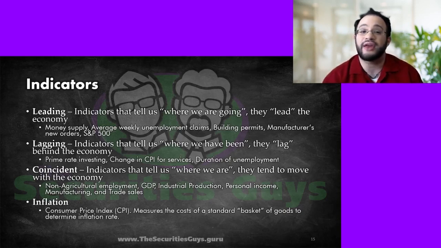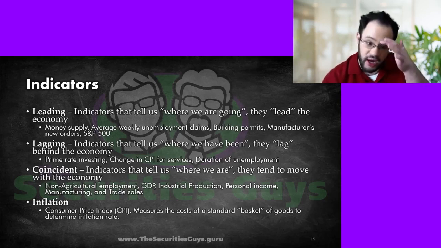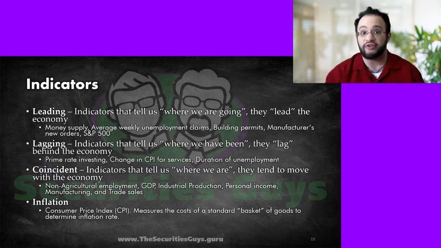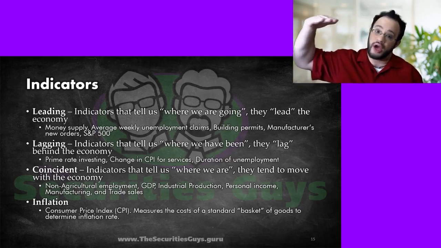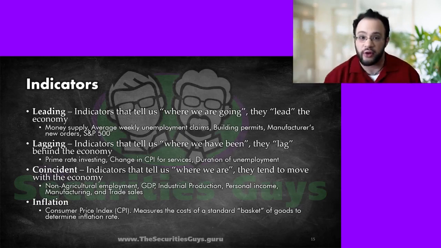We also have indicators of inflation, primarily the Consumer Price Index. This measures the cost of a standard basket of goods, including a number of products and services, and basically every year they look at what the price of that basket is and see it slowly moving up, and that's how they measure how inflation is going.